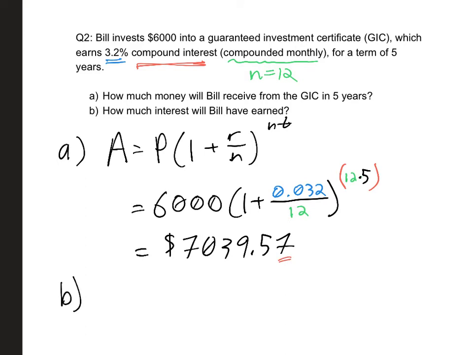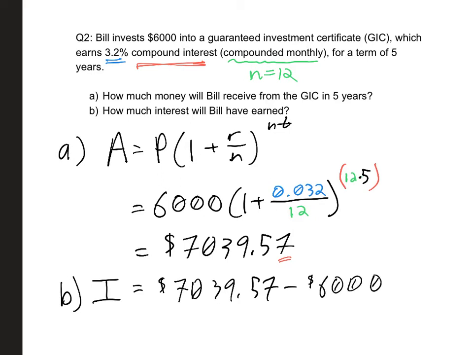Part B, how much interest will Bill have earned? Well, we can't use I equals PRT because that only applies for simple interest. However, we do know that we ended up with $7,039.57, and the initial investment was for $6,000. So the difference between these two has to be the amount of money that we earned, which was $1,039.57.